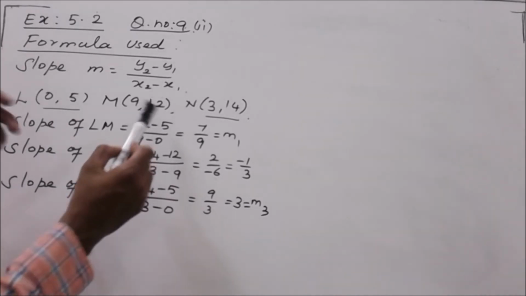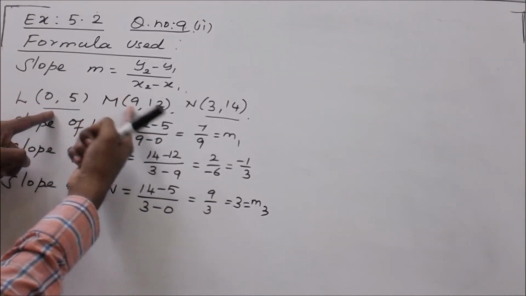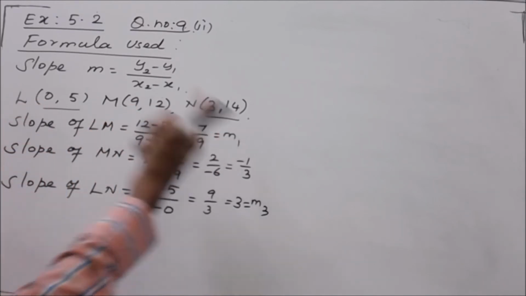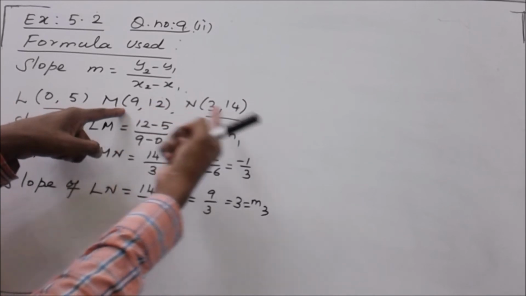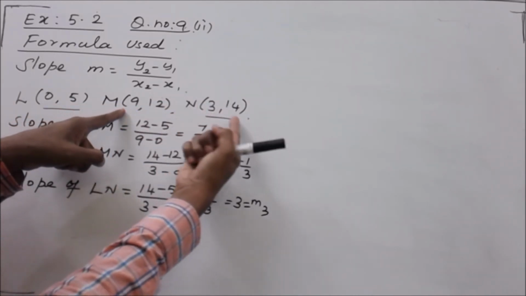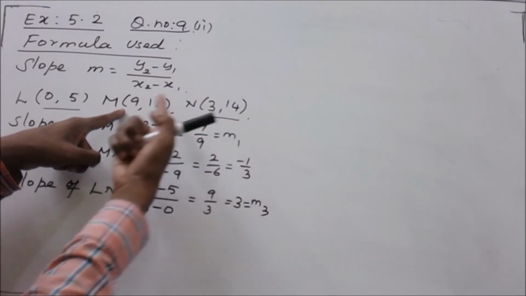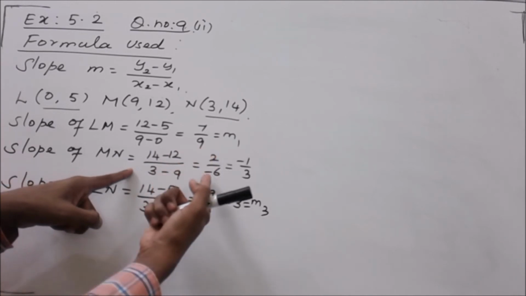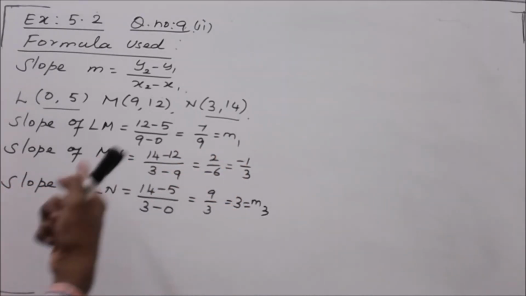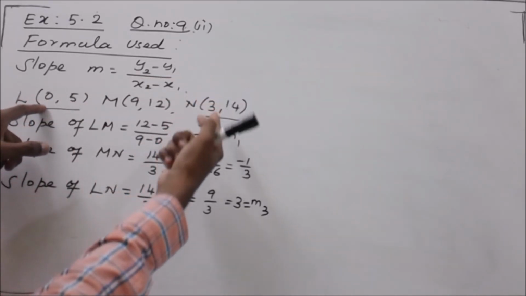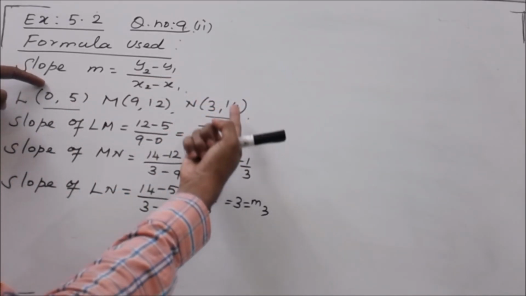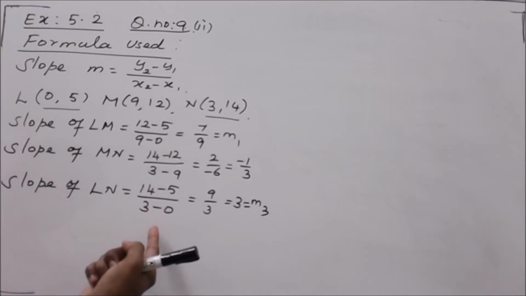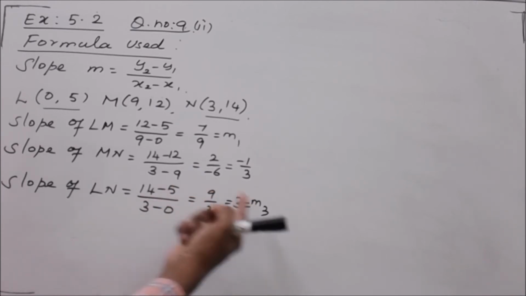Slope of LM, take L and M: (y2 minus y1) by (x2 minus x1), (12 minus 5) by (9 minus 0), simplifying 7 by 9 equals m1. For MN, take these 2 points: (y2 minus y1), 14 minus 12, divided by (x2 minus x1), 3 minus 9. Simplify, we have 2 by -6 equals -1 by 3. And slope of LN, for L and N: 14 minus 5 divided by 3 minus 0, that is equal to 9 by 3, that is equal to 3.